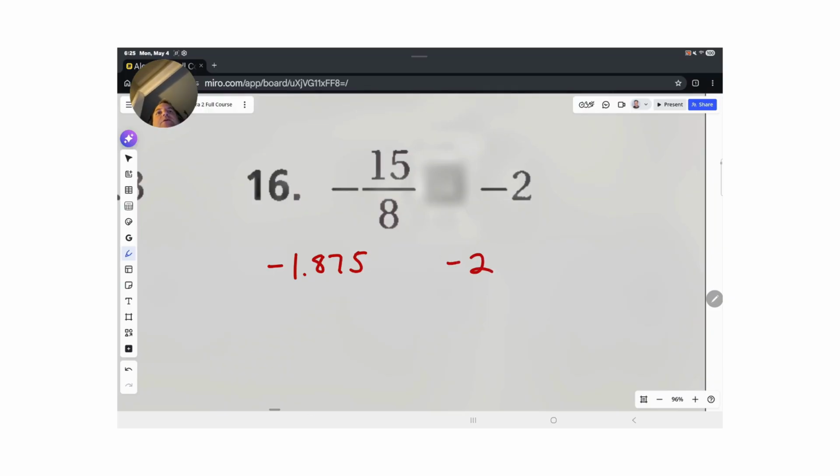And again, we go back to absolute value, which one is further away from 0? All right, so negative 1.875 versus negative 2. Negative 2 is further away from 0 as absolute value, so it will be less than, as far as negatives are concerned. So we'll go ahead and draw that inequality symbol facing the greater number here. So negative 1.875 is greater than negative 2, or negative 15/8 is greater than negative 2.